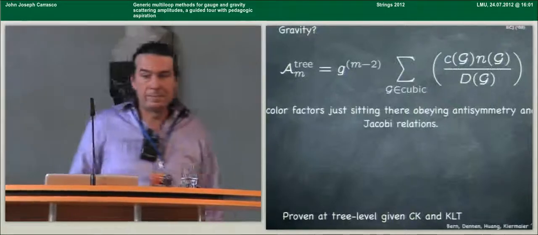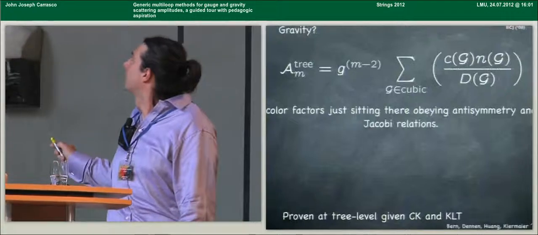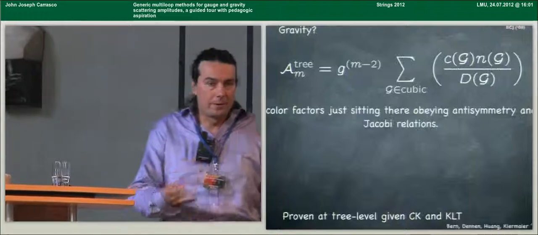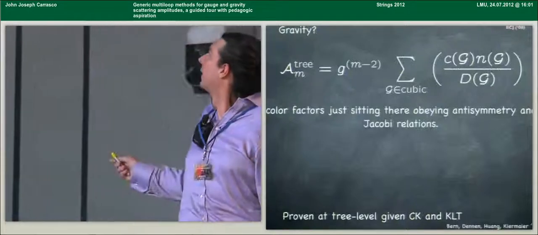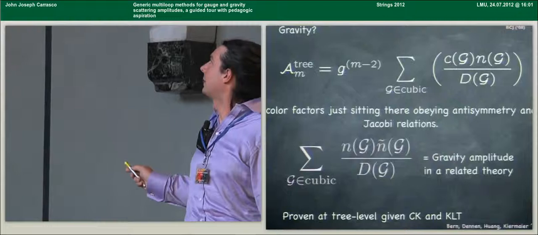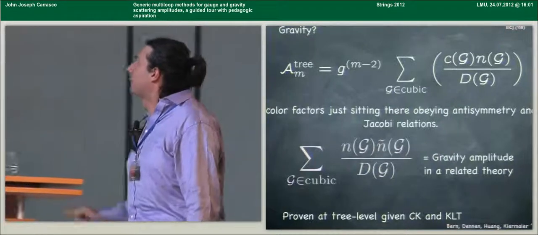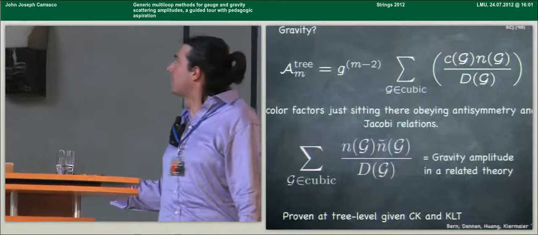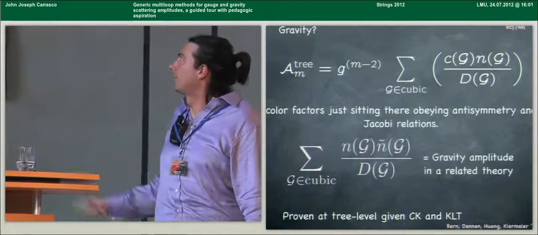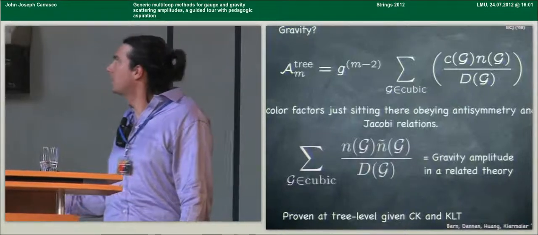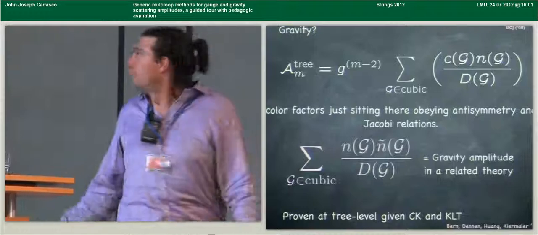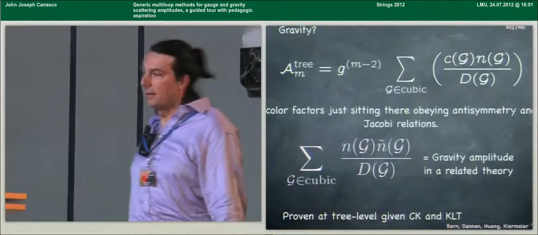And I promised gravity. These color factors are just sitting there, right? In the gauge theory amplitude, these color factors are just sitting there obeying antisymmetry and Jacobi relations, but now we know that these other objects can sit there obeying antisymmetry and Jacobi relations, right? These numerator factors. And when you replace a color factor with a numerator factor, you get a gravity amplitude in a related theory. So if these are both N=4 super Yang-Mills, then you get N=8 supergravity. If this is N=4 and this is N=0, you get N=4 supergravity. This double copy was proven at tree level, given color-kinematics and KLT, by Bern, Dennen, Huang, and Kiermaier a couple years ago.